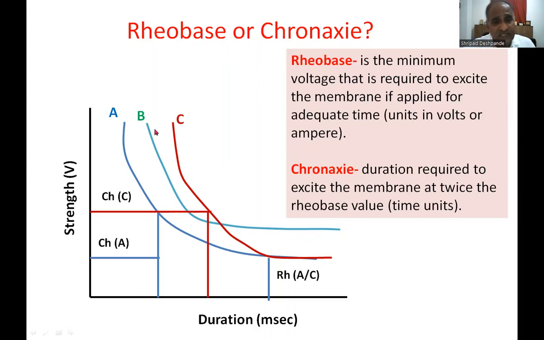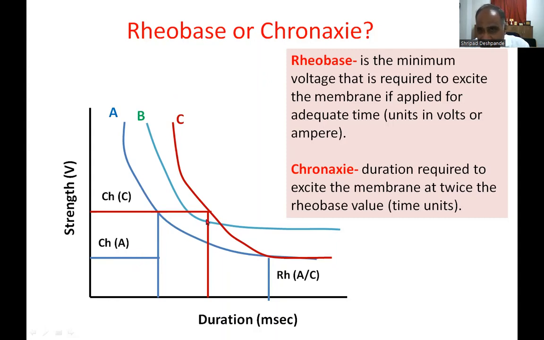Here are 3 strength duration graphs. One is A, this blue line, this is a curve. And another is C, the red line. Now, let us compare A and C. Both of them have the same Rho base value. Can you see that? This is the Rho base value for A as well as C. Now, the Chronoxy for the blue line, that means twice the Rho base value, intercepts here, and this is the Chronoxy for A. This is shorter, this is less.